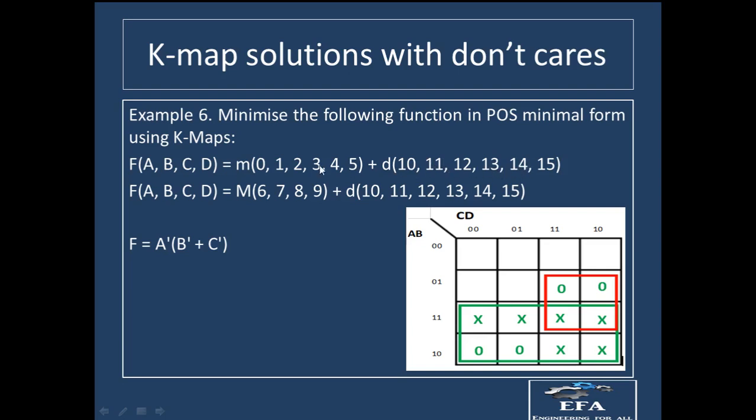Now if you look at this complete expression, you can see that we are having 15 as the biggest number, therefore we need to have the K-map which is having 16 cells. Okay, so first of all, what we have to do is convert this expression into POS. So how can we convert that into POS? We need not do anything with the don't cares.